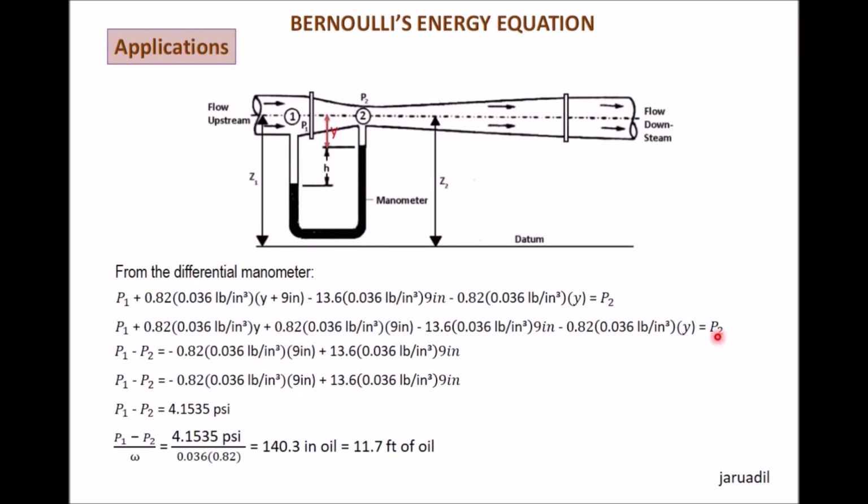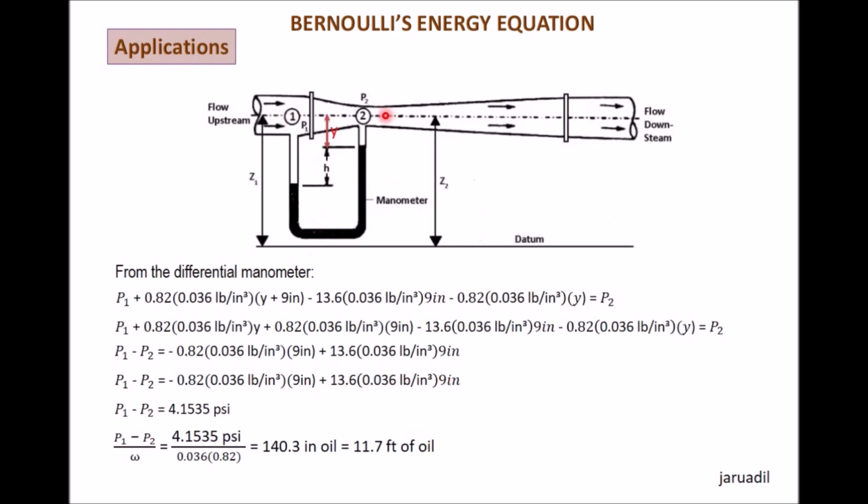So, if we transpose P2 on the left side, and we transpose this to the right side, so this one, 0.82 times 0.036 times 9, magiging siyang negative. At ito namang 13.6 times 0.036 times 9, magiging siyang positive. Itatransfer natin siya dito sa right side. So ito, wala na to. Saka ito. Then P1 minus P2 is equal to 4.1535 psi. Okay, you simplify this term here.